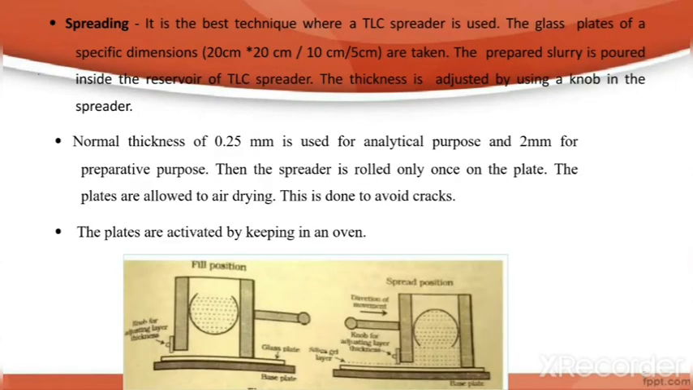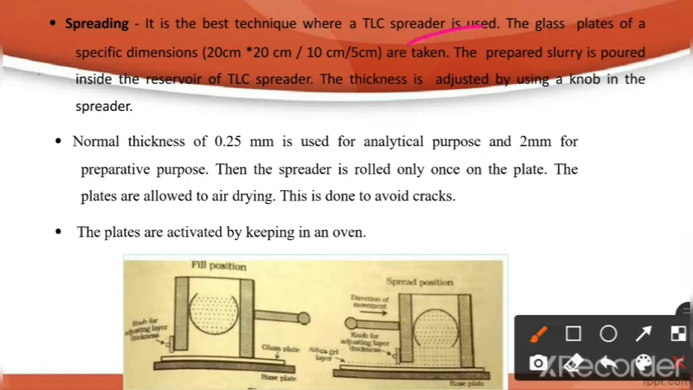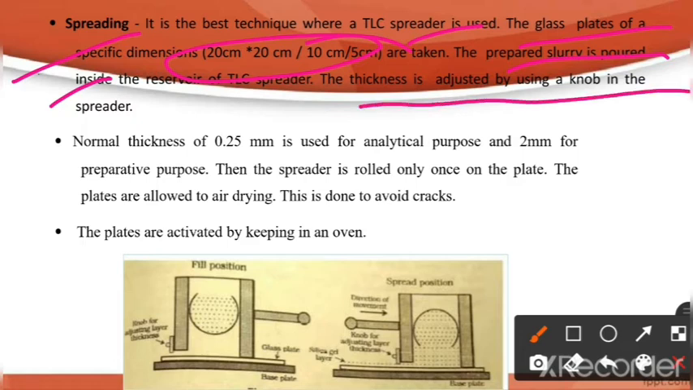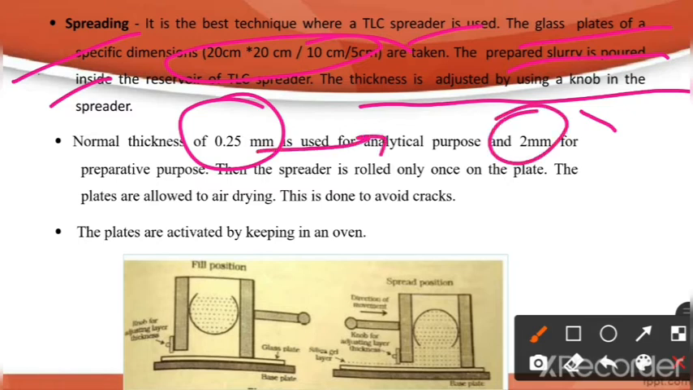Next one is spreading. It is the best technique, where a TLC spreader is used. Glass plates of a specific dimension are taken. The prepared slurry is poured inside the reservoir of the TLC spreader. The thickness is adjusted by using the knob on the spreader. Mostly the normal thickness used is around 0.25 mm for analytical purposes, and 2 mm for preparative purposes. The plates are activated by keeping them in an oven.